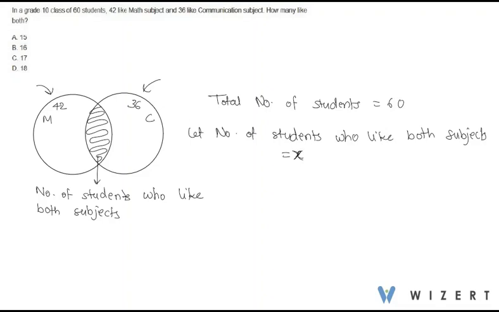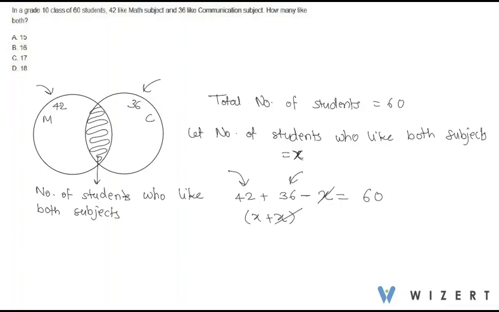Now if I add 42 plus 36, I have included x two times in this summation, because x is included in 42 as well and 36 as well. So when I write 42 plus 36, I have added x two times already. And if I want this summation to be equal to 60, I will have to balance this x. Now we need x only one time. So we will subtract x once, and this will cancel out and we'll have only 1x at the end.